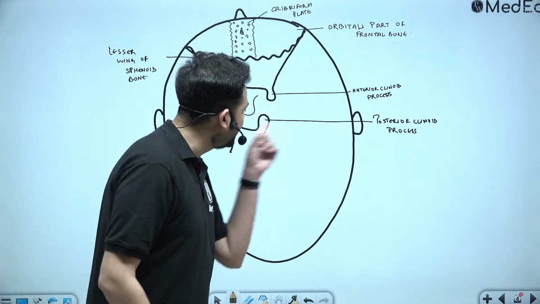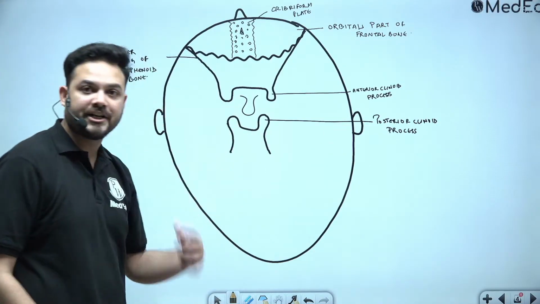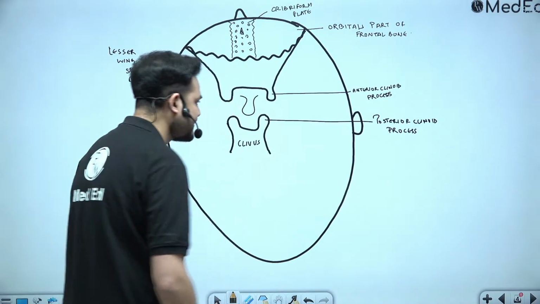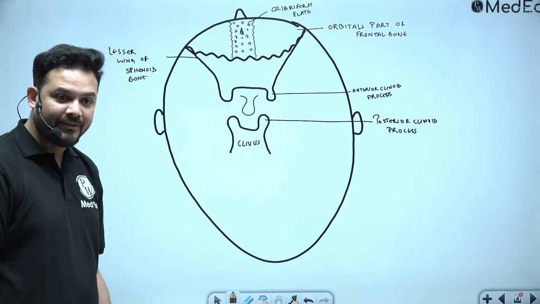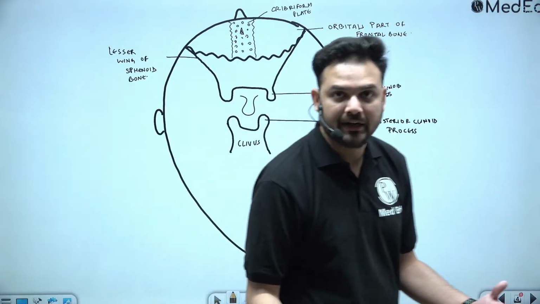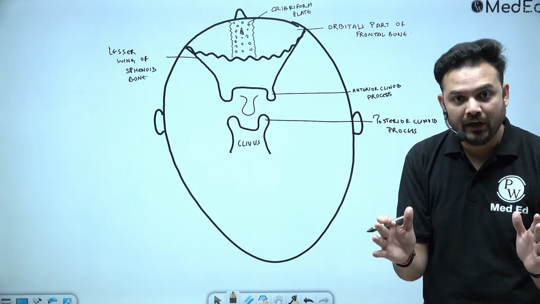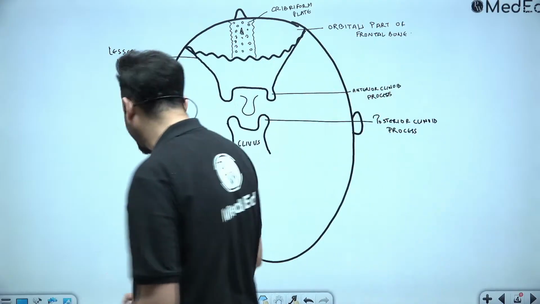And this is the posterior clinoid process, which comes down with a projection. This projection here is called the clivus. We are still understanding what the base of the skull anatomy is like, and these are very important structures to orient you to the anatomy of the middle ear. We are not yet in the middle ear.